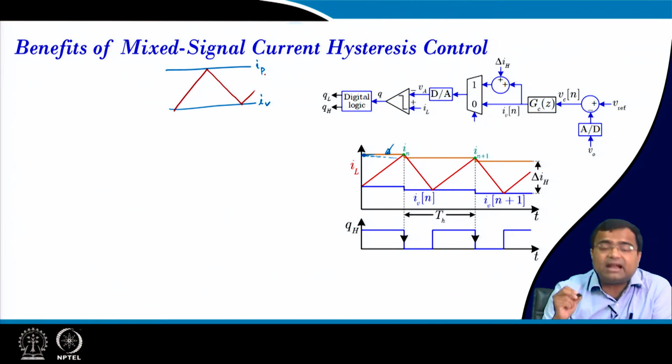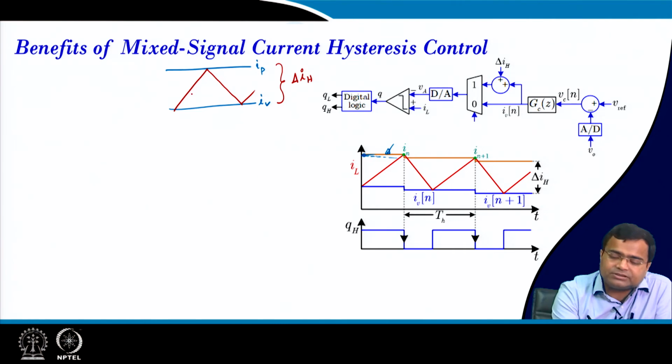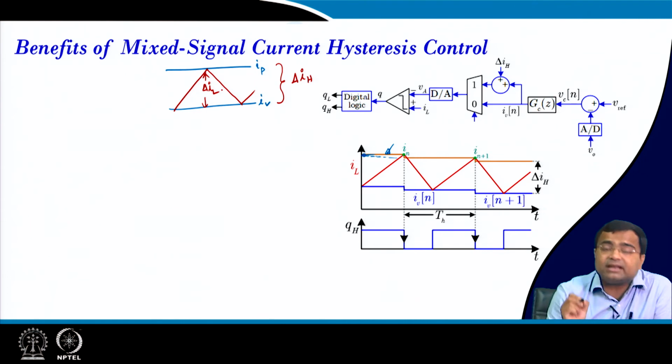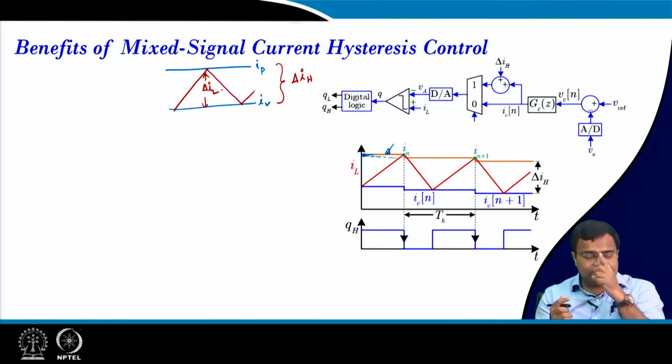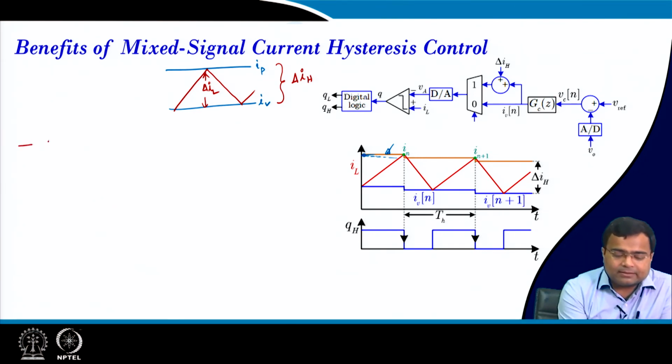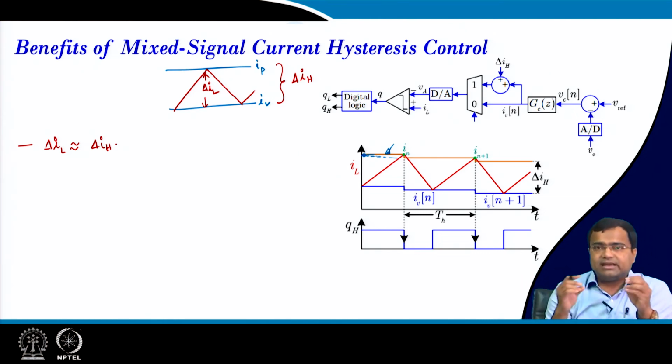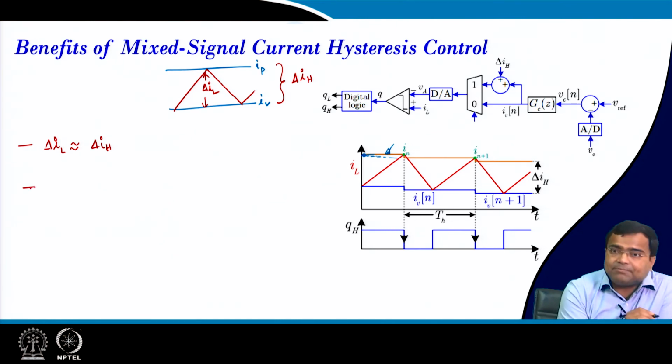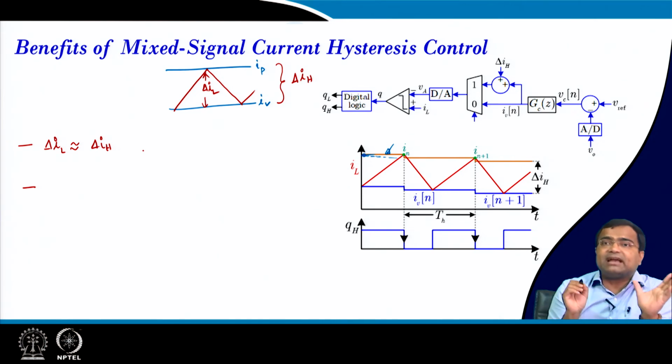follow this path. So, in that case the delta IH, which is the hysteresis band, and the current ripple, which is this particular current ripple delta IL, are the same. So, one of the benefits is that delta IL is nearly equal to delta IH. So, it is insensitive to controller parameters, and insensitive to the ripple parameter ESR. If that is true, then it makes the design simple, because we know delta IL.